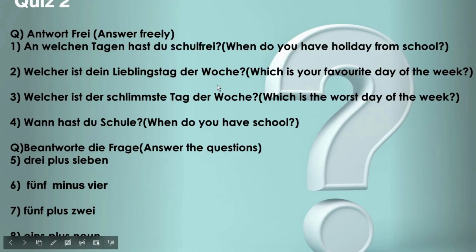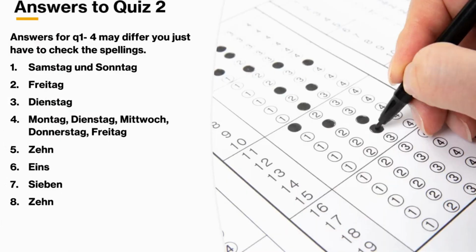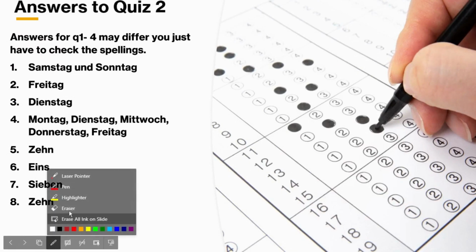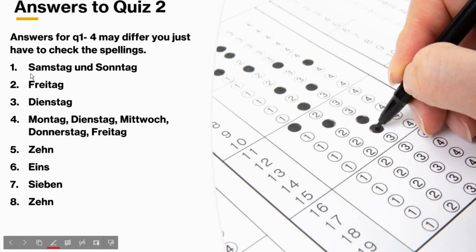Now let's discuss the answers to quiz 2. An welchen Tagen hast du schulfrei? So when do you have a holiday from school? So you can answer accordingly. So my answer is Samstag und Sonntag. See, the spelling for Sonntag, it will not be Sohn. That is wrong. It means a totally different word.